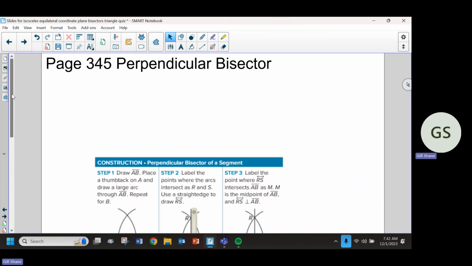So what's going to happen is you're going to have a line that goes through another line segment. I've got this line segment here. Let's get a different color. I'm going to have another line that goes through that at a 90-degree angle, and it's going to go right through the midpoint of it, because it's going to split it into two equal segments. That's what a perpendicular bisector is.